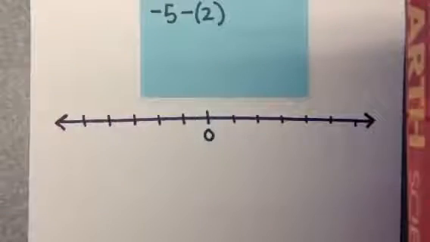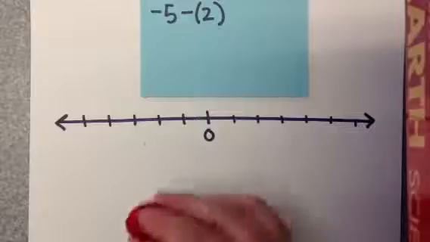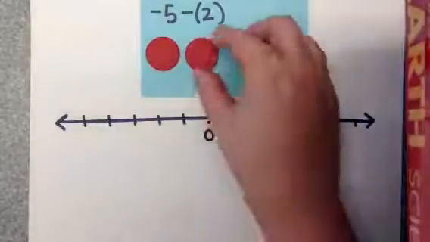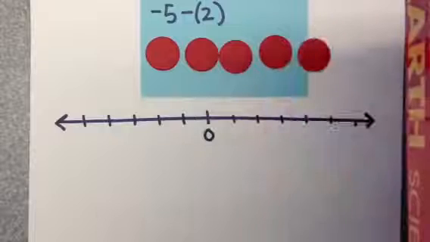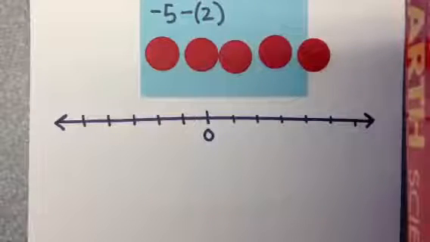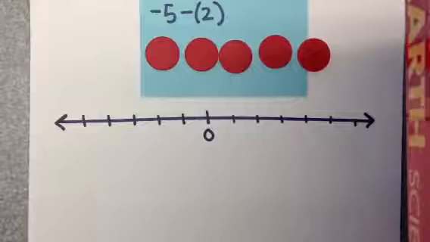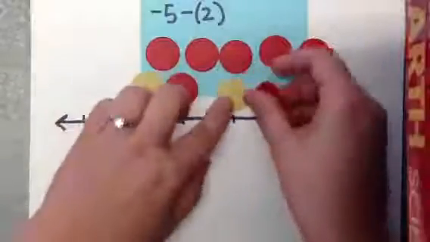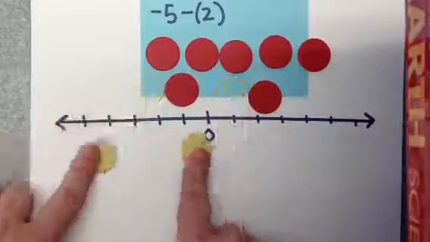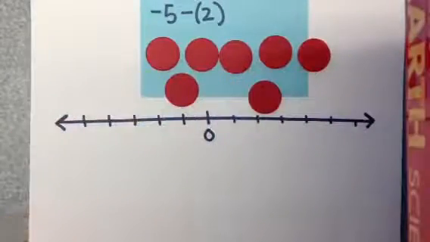Then you can move into the integers and use a negative 5 minus 2. So we're going to start with negative 5 counters, and it asks us to subtract 2 positives. We don't have 2 positives, so we need to add 0 pairs. If we add 2 0 pairs, that allows us then to take away 2 positives, and we're left with negative 7.